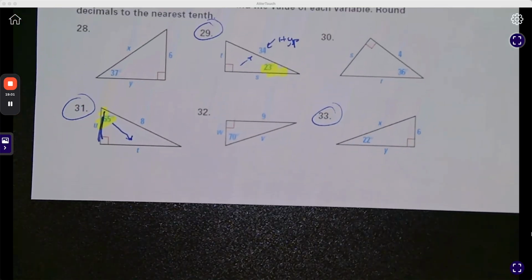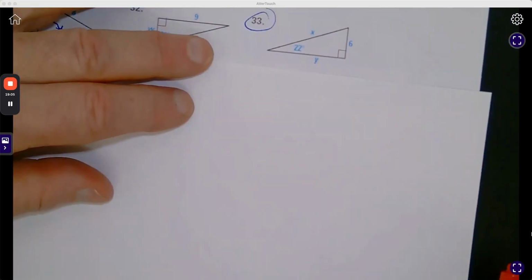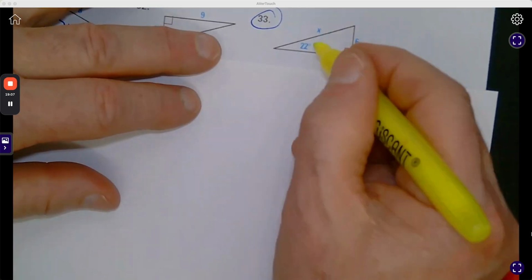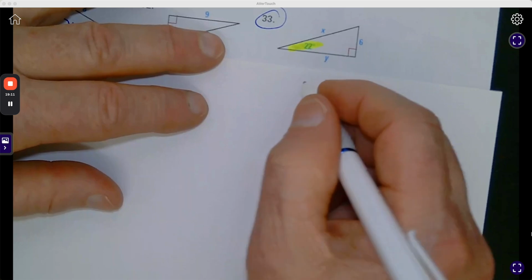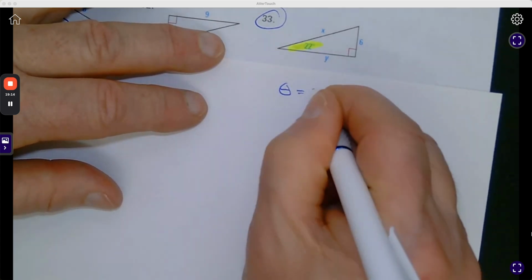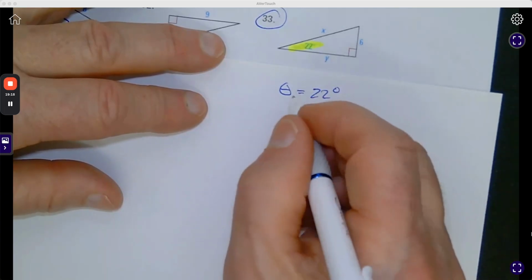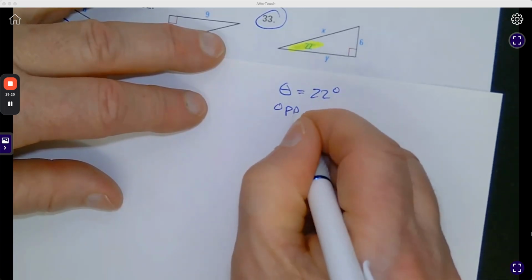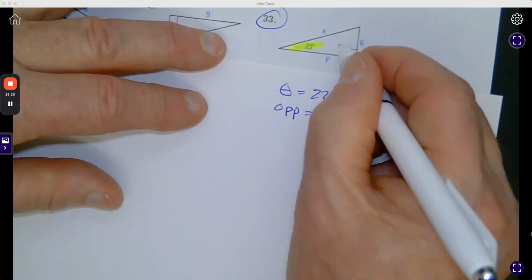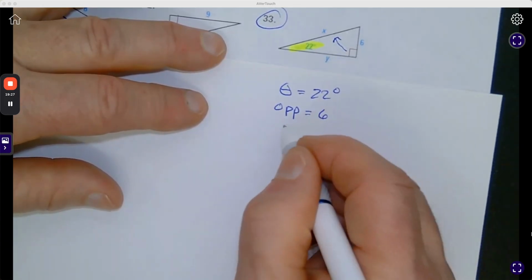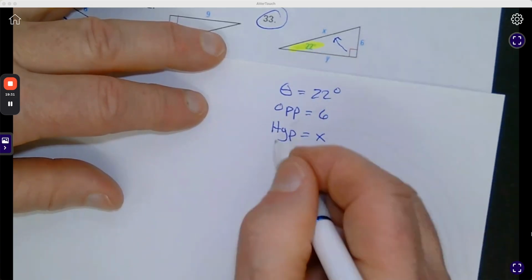33 now. Okay. So identify that. Acute angle means less than 90 degrees. All right. So the angle is 22 degrees. Notice this time they gave me opposite. So I always like to identify the two things they give me first. What I don't know is the hypotenuse. The hypotenuse is across from the 90 degree angle. That's X. And I don't know Y, the adjacent.